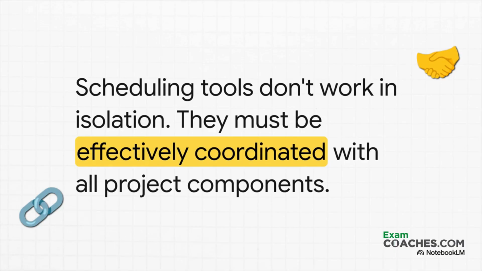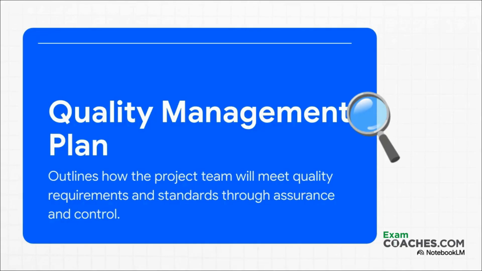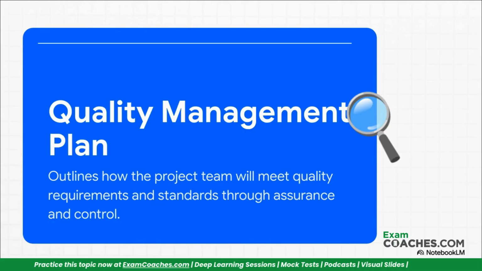Think about it. Your schedule affects your quality, your quality standards affect your schedule. Your budget hits both of them. It's all connected. So take your quality management plan. This is the document that defines what done actually looks like, and more importantly, what done right means. And if you have tasks that need extra review cycles to meet those high standards, well, your schedule better have that time built in. They are totally linked.